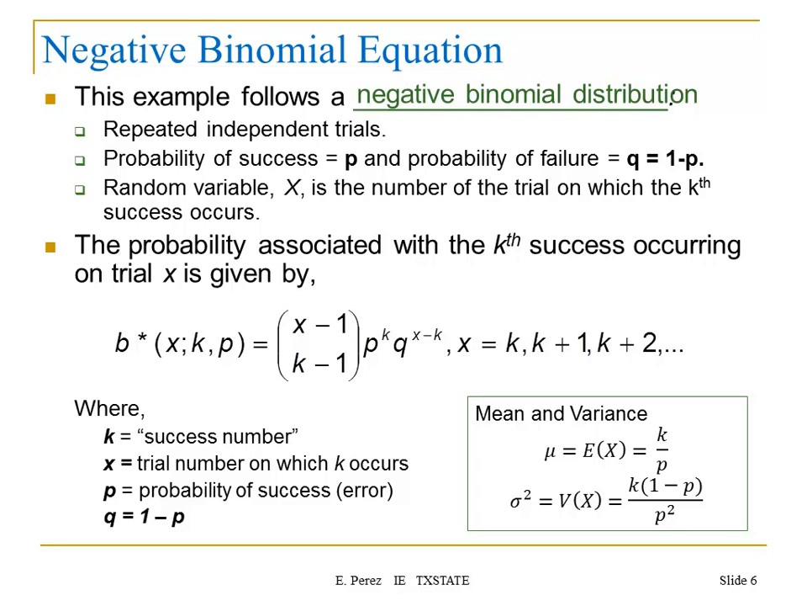We also have formulas to compute the mean and the variance for the negative binomial random variable. The mean is computed by dividing the success number K by the probability of success P, and the variance is given by K times 1 minus P, divided by P squared. So we have the information that we need for the negative binomial. Let's find out how to apply it.